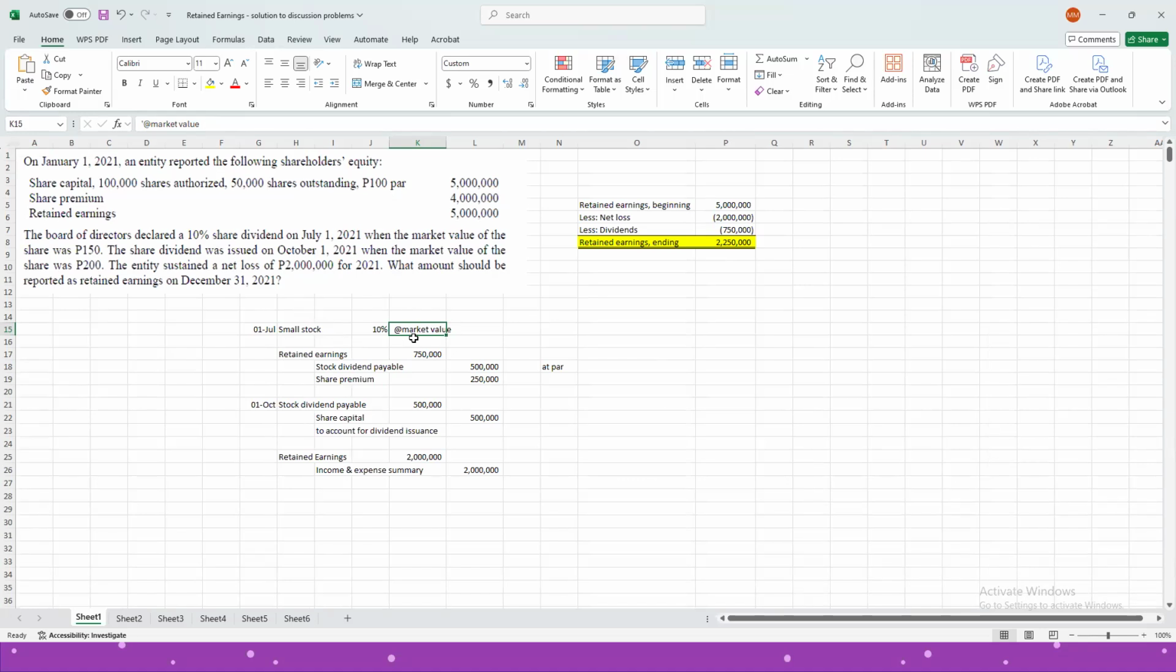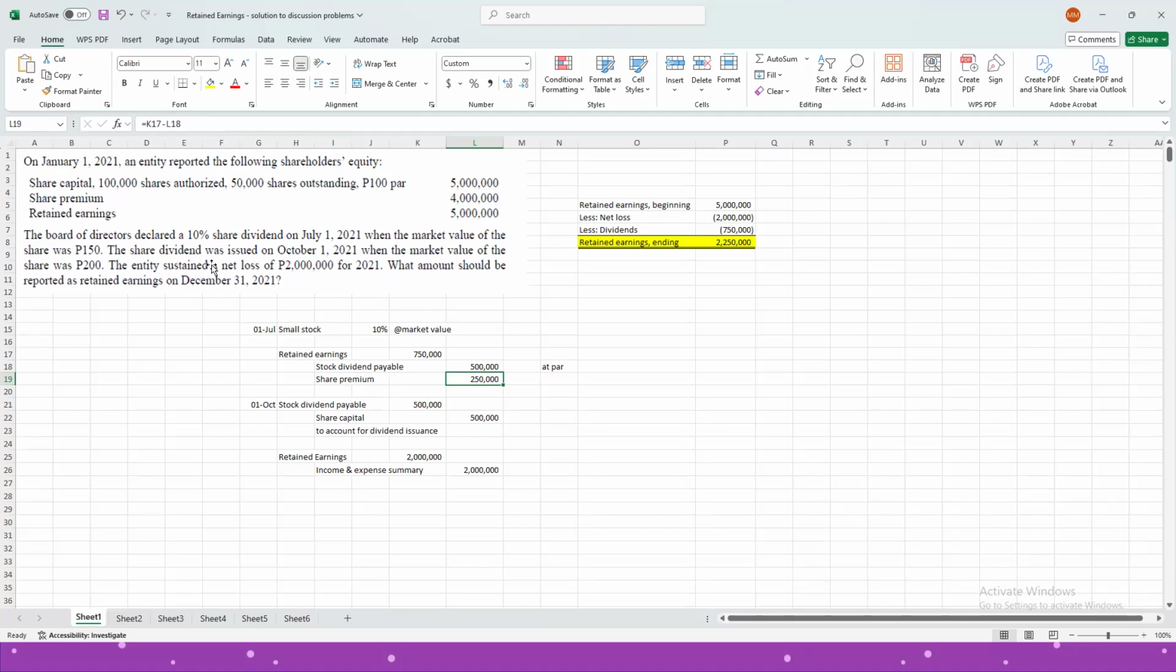So, pansinin, tignan mo yung calculation natin. 50,000, that's the shares outstanding, multiplied by 10%, multiplied by 150. So we recognize the retained earnings on the day of the declaration. Credit stock dividend payable. Pansinin, sa stock dividend payable naman, it is at par value. So 50,000 shares outstanding, then 10% kasi 10% yung bibigyan natin ng share dividend, multiplied by the par value. And then any difference would form part of your share premium.